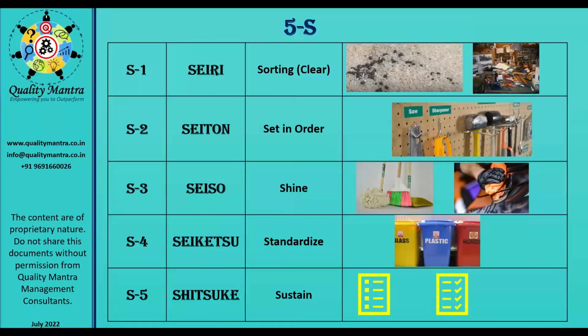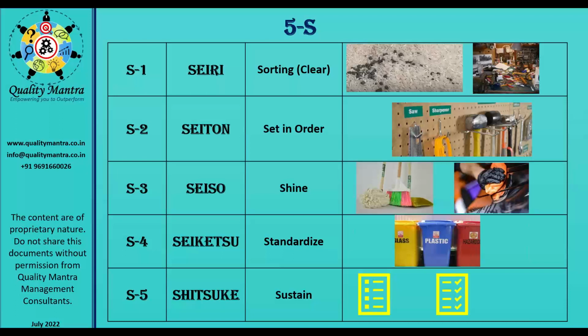So what is 5S? Let us go through what all these S mean. S1 of the 5S is SEIRI. In Japanese it is called SEIRI, which means sorting. S2 in Japanese means SEITON, that is, set in order. So you have to arrange the things in order so that you can retrieve them fast.